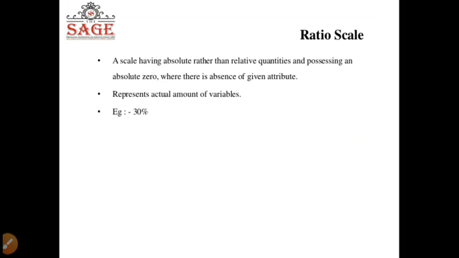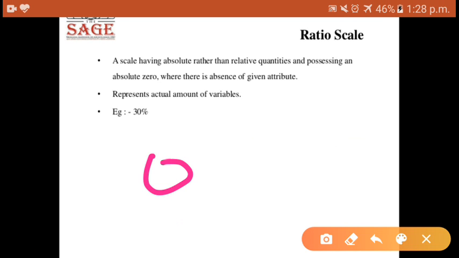A scale having absolute rather than relative qualities and possessing an absolute zero, where there is absence of a given attribute, represents the actual amount of the variable. See, this is your ratio scale. So in the ratio scale, what would zero mean over here? Zero would mean that I am 0% sure that I am going out of the house during the lockdown. I am 0% sure. This is the meaning of zero over here.